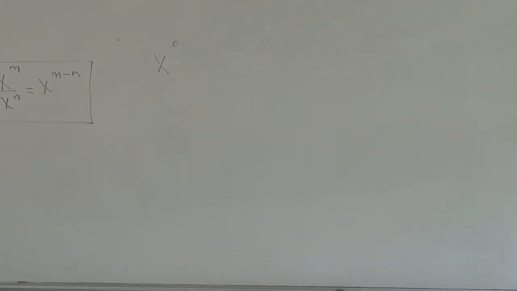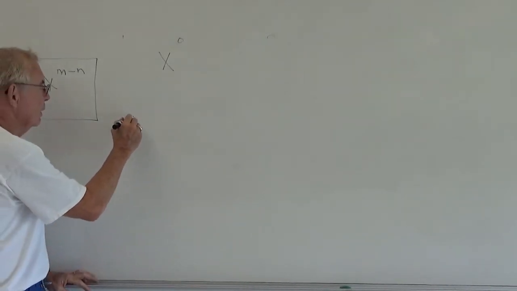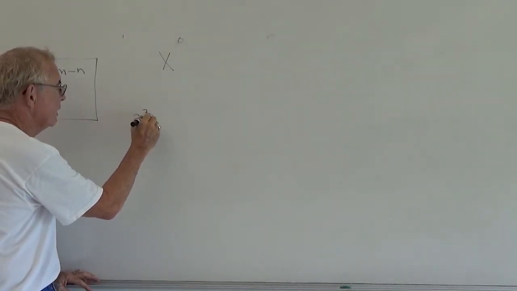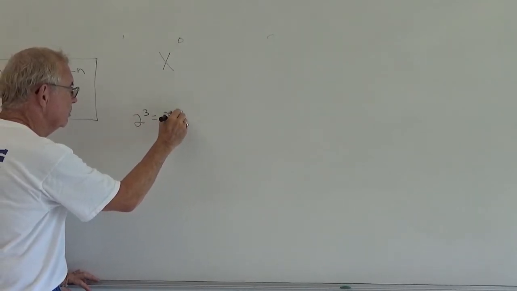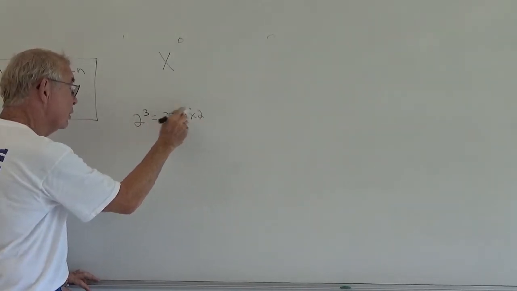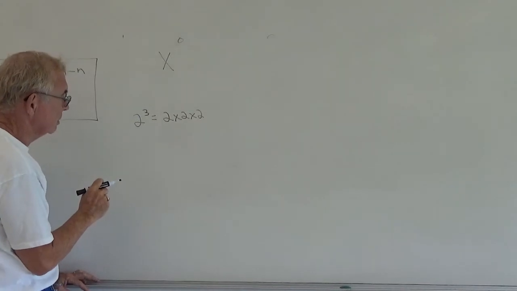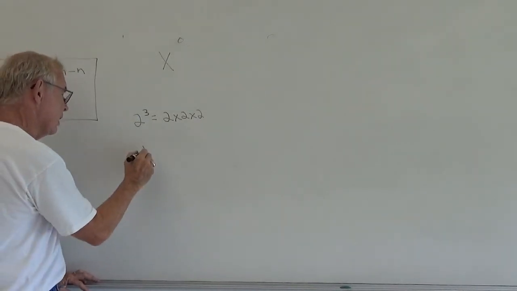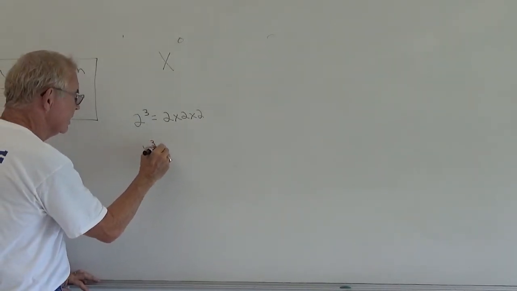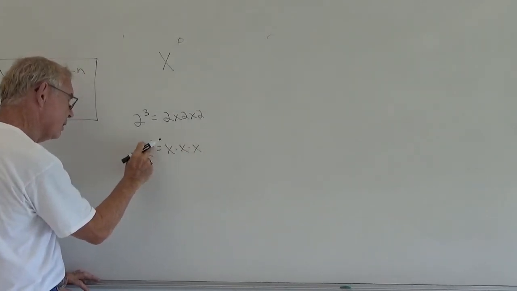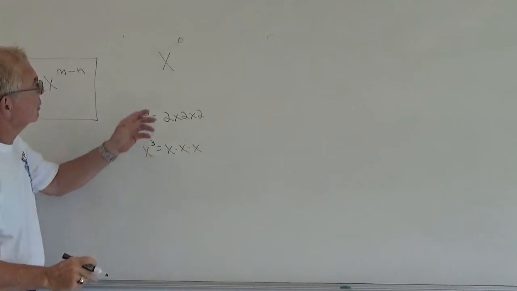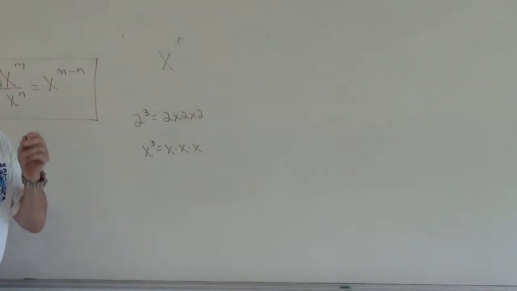If I were to tell a student, what's 2 to the third power, they could visualize this. They could say it's 2 times 2 times 2, because you multiply that number that many times. And if I say, what's x to the third power, they say, well, that's x times x times x. But how can you multiply something no times? Students say, well, what is it?